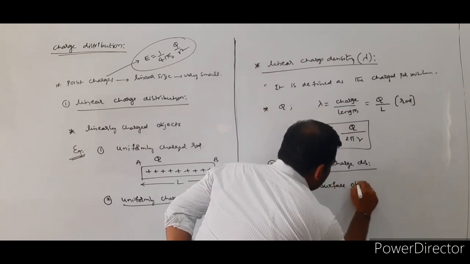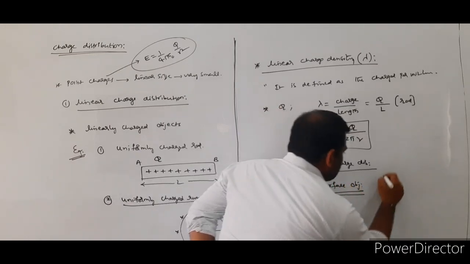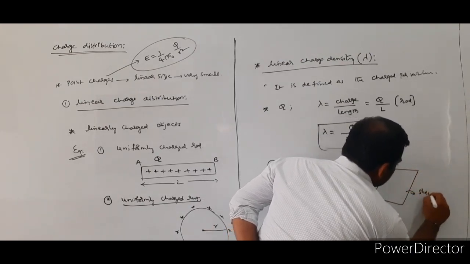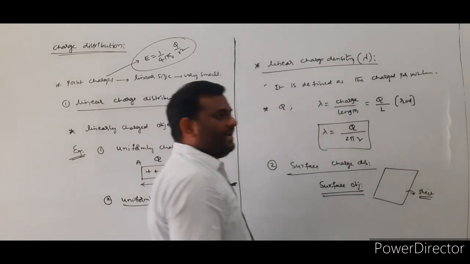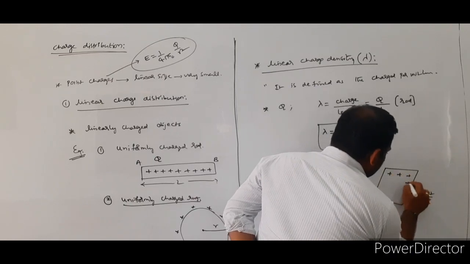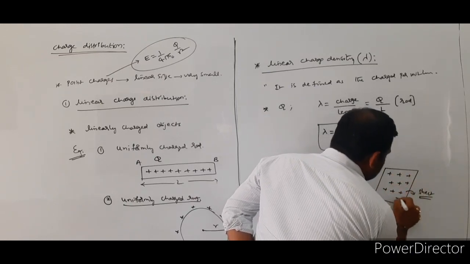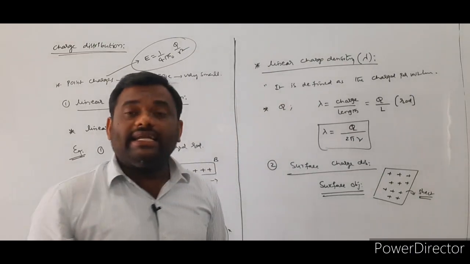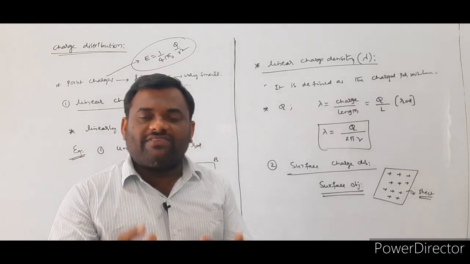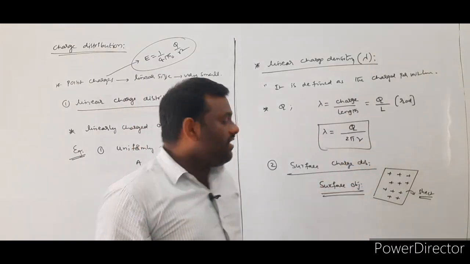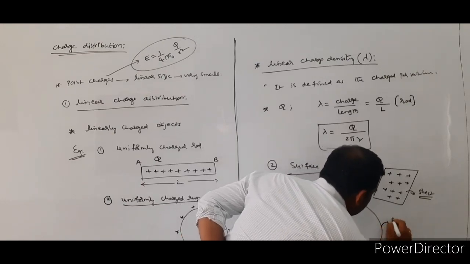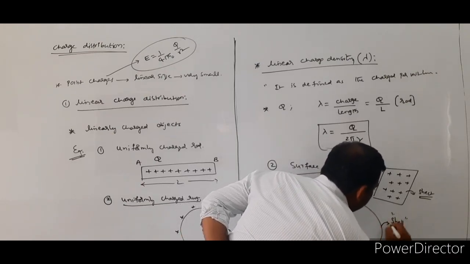What is the meaning of surface objects? Suppose I consider a sheet. For the given sheet, if you give some amount of charge, that charge will be uniformly distributed over its entire surface area. Such objects we call surface objects. One more example I consider here is a hollow shell.